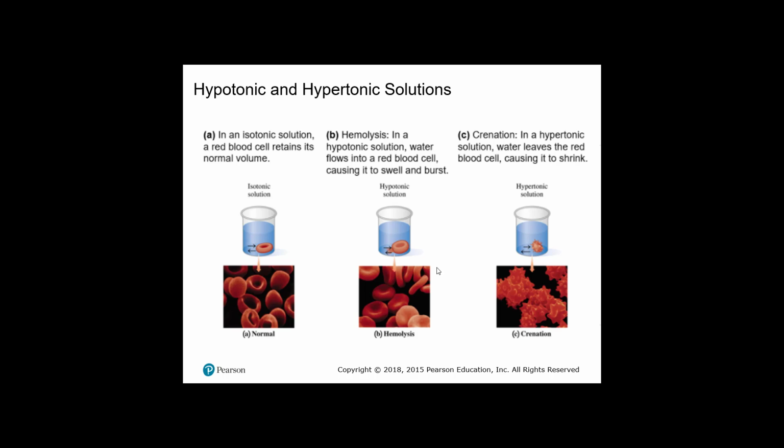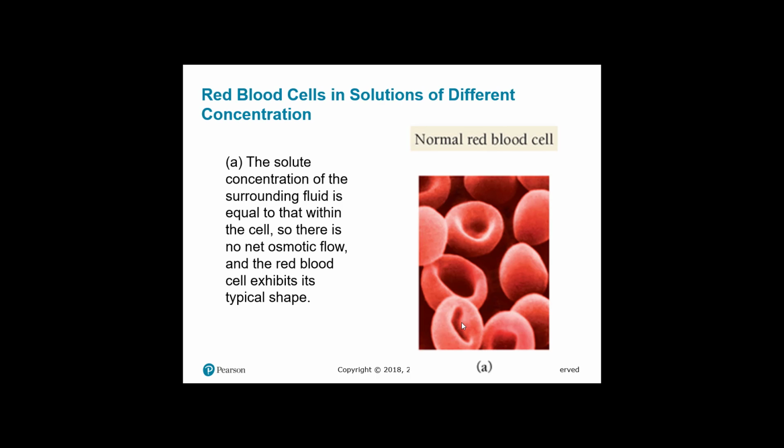Hemolysis is a hypotonic solution. Water flows into the red blood cell, causing it to swell, and eventually it will burst. So it becomes really big. You can see here, these look like little Cheerios, and these do not look like Cheerios. And these weird little star-shaped ones are crenation. In a hypertonic solution, water leaves the red blood cells, causing them to shrink, and they get that weird puckered look. So this is pretty much going over each page.